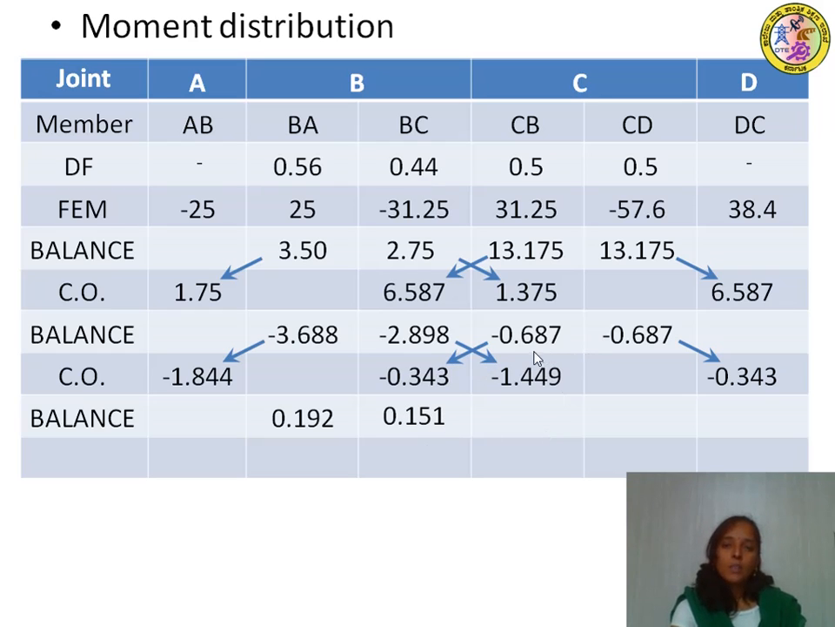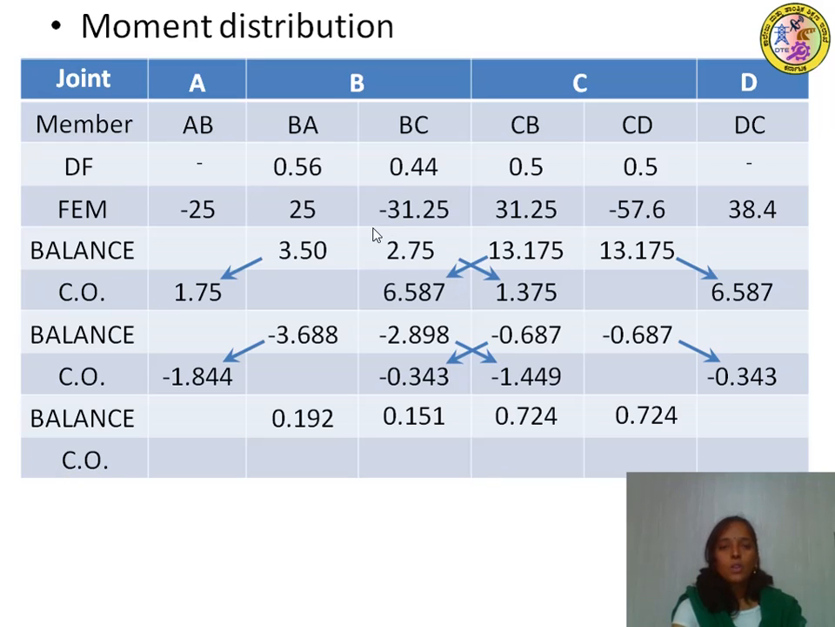Next, the imbalancing moment at C is minus 1.449. So the balancing moment will be plus 1.449. So the balancing moment 1.449 is distributed according to the distribution factors. 1.449 into 0.5 will be equal to 0.724. So that is the balancing. Again, the next step is carryover.